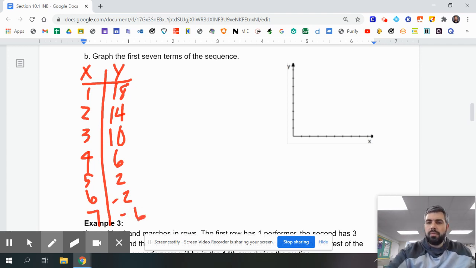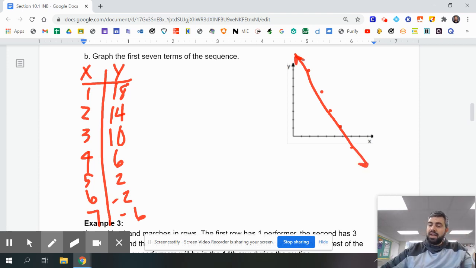And so if I say that my y values go by 2s and my x's go by 1s, I would get (1, 18), (2, 14), (3, 10), and so on, down to (6, negative 2). You'll see that my graph, though it's not a good one, is a straight line. So when we have a common difference in an arithmetic sequence, when I graph it, it's going to be a straight line, okay?